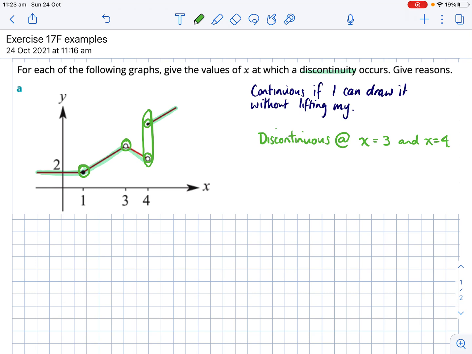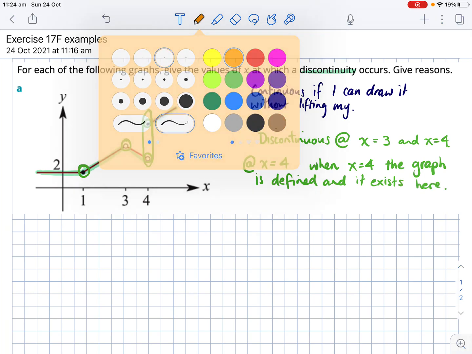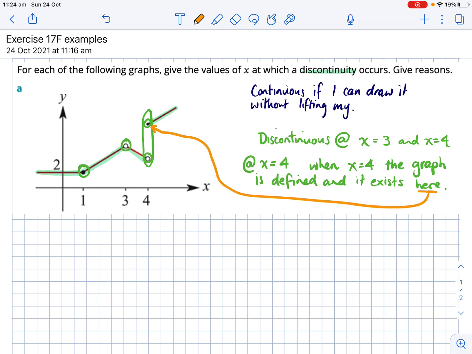So let's now explain why. The one at x equals 4, that's much easier to explain in my mind. So x equals 4, really simply, we can see that the graph has a jump from one point to the other. So when x equals 4, the graph's defined and it exists here. Now let me draw a nice little arrow for where I'm talking about. It exists right there. Okay, so at the value x equals 4, there's a point on the graph that exists. I can draw that point, I can calculate that y value if I have an equation, and we're all good. So it exists in that sense.